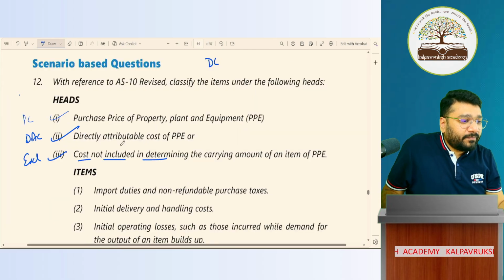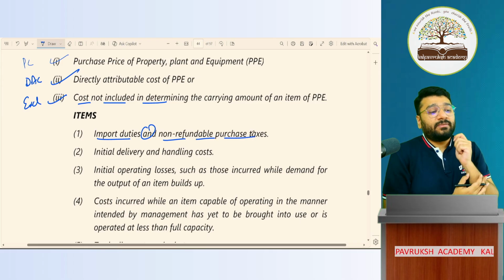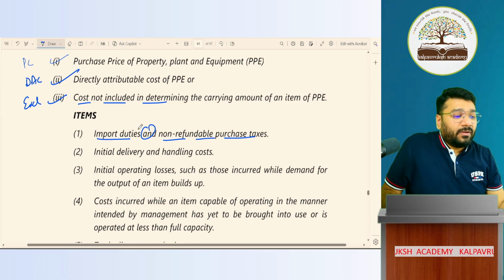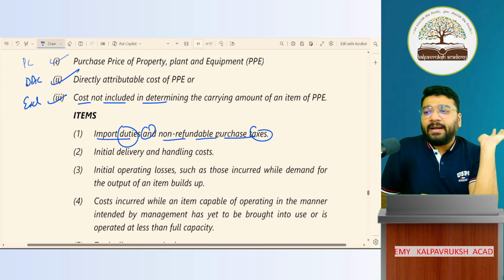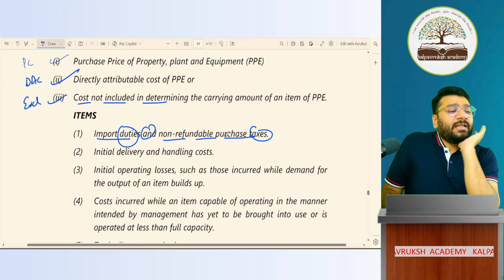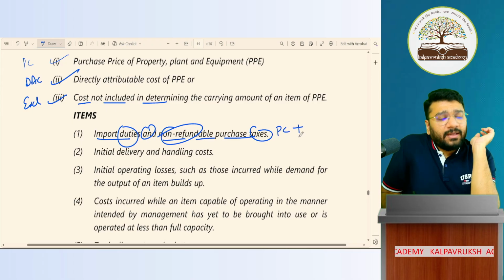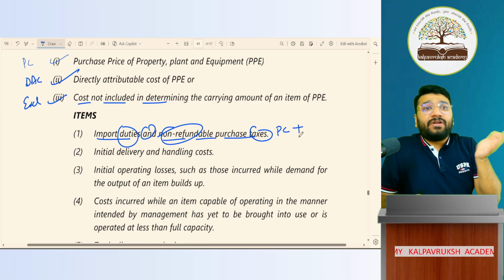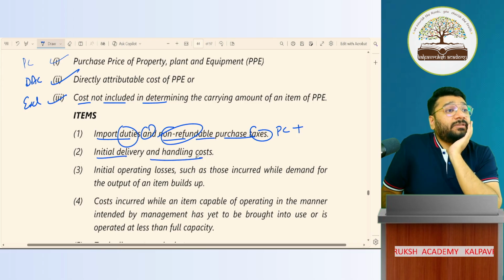Now let's go back. Import duties means taxes and non-refundable purchase taxes. These duties and taxes are non-refundable. The question could have been framed better, but I cannot help it. In short, non-refundable taxes are a part of your purchase cost. Add or minus? Add. If it is already added, then leave it. If it is not added, you add it. Any problem? No problem. Initial delivery and handling cost is directly attributable cost. Got it?